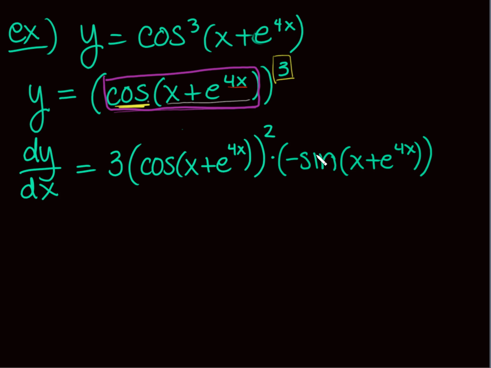Okay, so I take the derivative of the outside and leave the inside. And now the last thing I need to do is take the derivative of this inside function right here, and multiply by the derivative of that inside function. So what's the derivative of that inside function? The derivative of x is 1. The derivative of e to the 4x. Remember, you rewrite it and then multiply by the derivative of the exponent. So that's going to be 4e to the 4x. This is a great one.